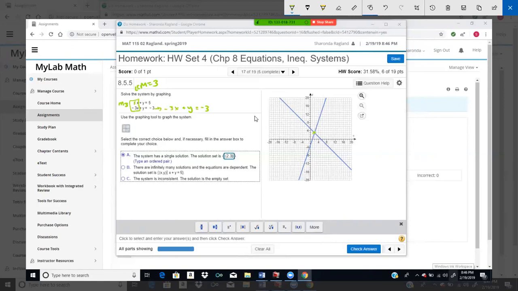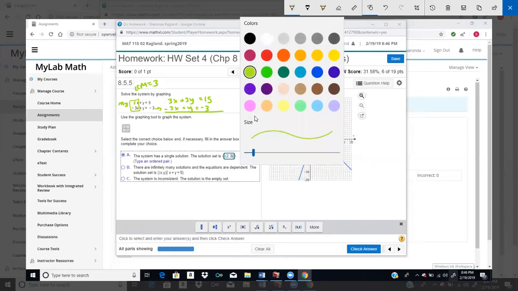On both sides. So that means we have 3x plus 3y is equal to 15. Now we can add. When you add, the x's should eliminate, and they do.